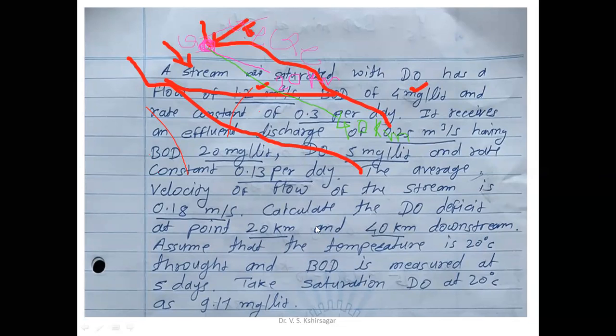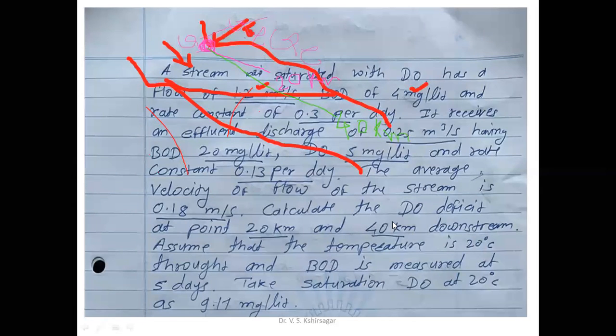Now, calculate the dissolved oxygen deficit at 20 kilometer and 40 kilometer downstream. Assume that the temperature is 20 degrees Celsius throughout and BOD is measured at 5 days. So Y5 is given to you. Then take the saturation DO at 20 degrees Celsius.